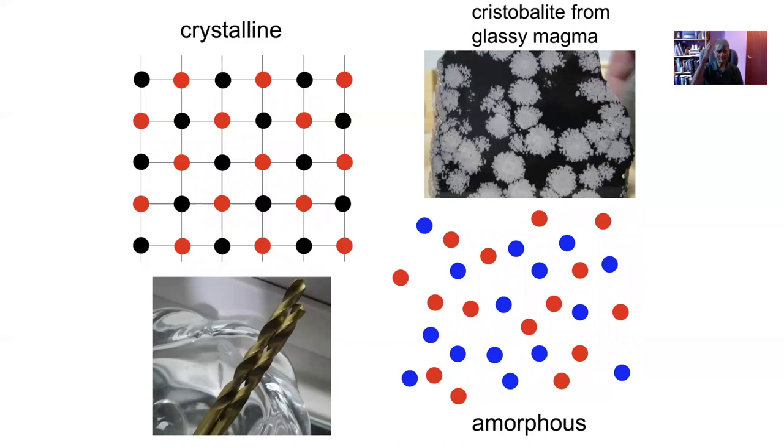The second aspect about crystals is that obviously, because they are arranged in a particular pattern, there will be strong anisotropy of properties. So the properties along the diagonal direction here will be different from the properties along this direction, and so on. So crystals are characterized by anisotropic properties, even if they are cubic.